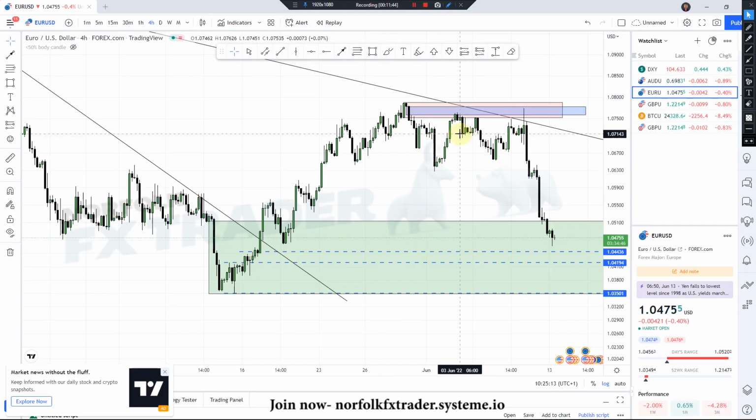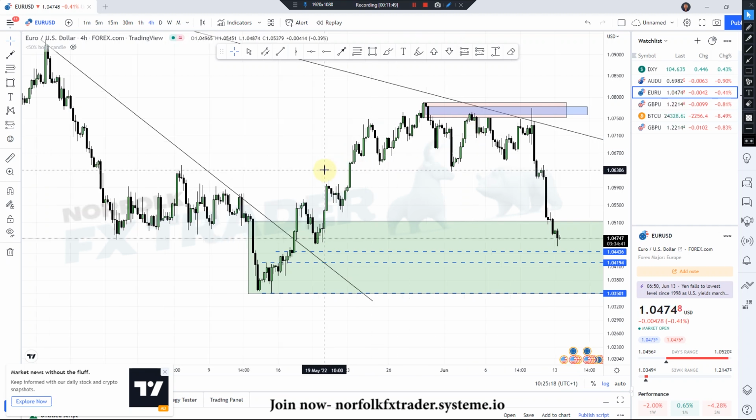But that's exactly how you can use the trend collapse strategy in your own trading. And I hope it's going to help you going forward with understanding this as well.